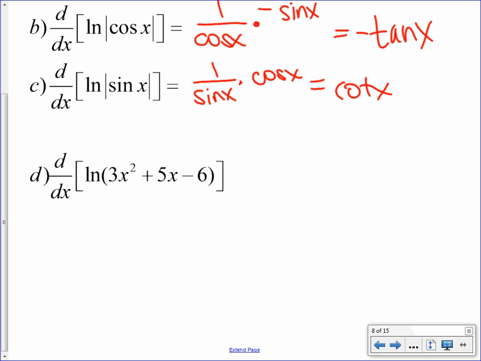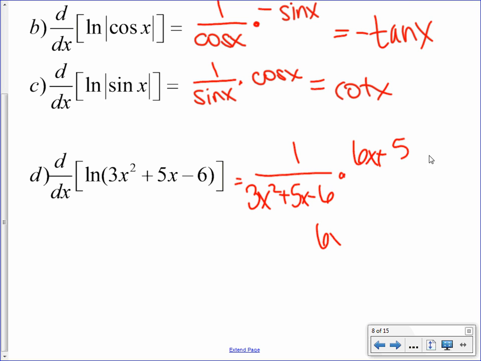Now, in this one, I don't have the absolute value. Is that okay? This is a parabola where I believe it's all above the x-axis. How do we take the derivative? 1 over what's inside times 6x plus 5.